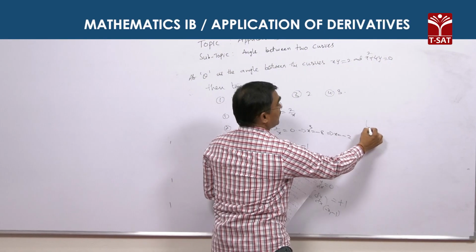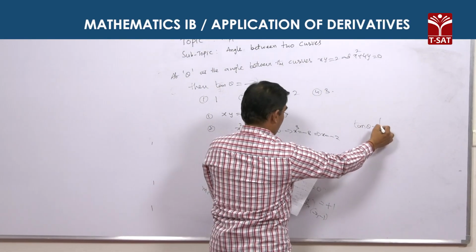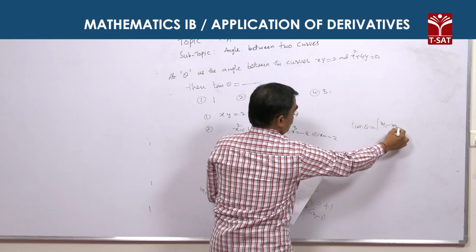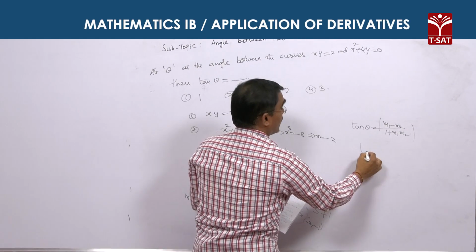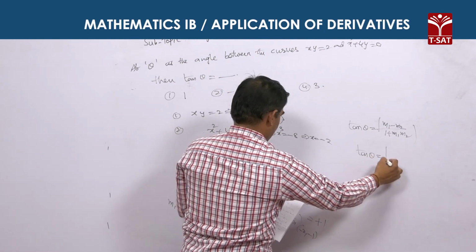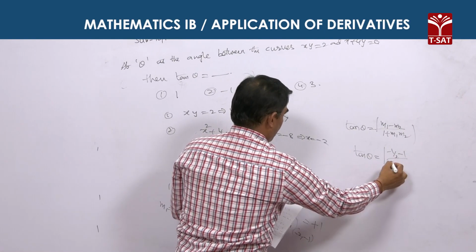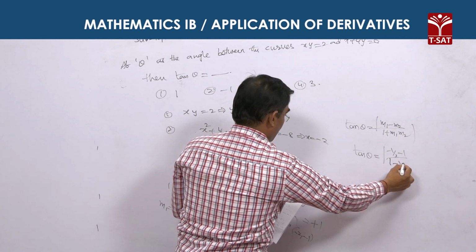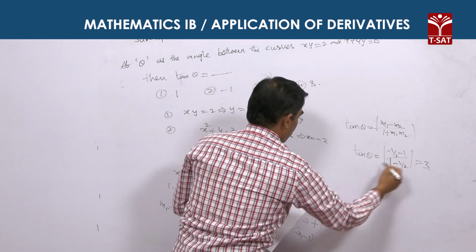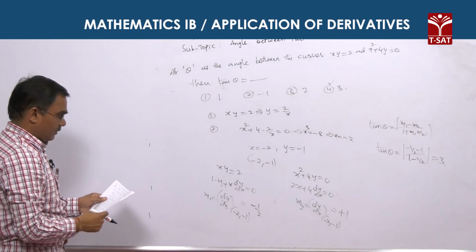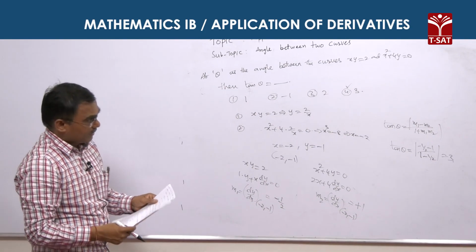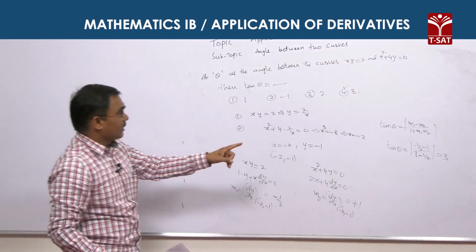So therefore, theta is the angle, tan theta is equal to mod of m1 minus m2 by 1 plus m1 m2, right. Substituting the values, we get tan theta is equal to minus 1 by 2 minus 1 by 1 minus 1 by 2. The value is tan theta is equal to 3, so the fourth answer is correct, right. Simplifying, we get the angle between two curves is 3.